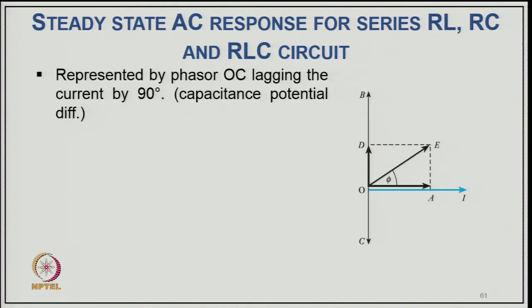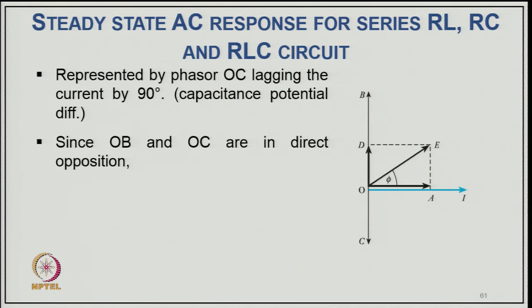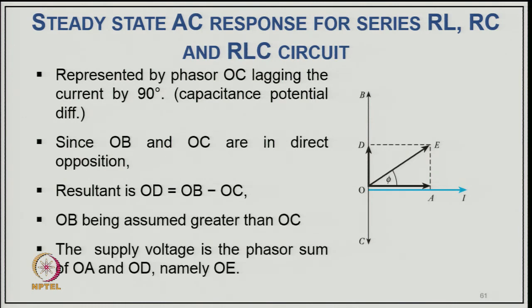So, it is represented by phasor OC, lagging the current by 90 degrees, the capacitive potential difference. Since OB and OC are in direct opposition, we can say the resultant is OD, that is OB minus OC, OB being assumed greater than OC. In this case, it may be reverse also. The supply voltage is then the phasor sum of OA and OD, namely OE, the vector sum of OA and OD.